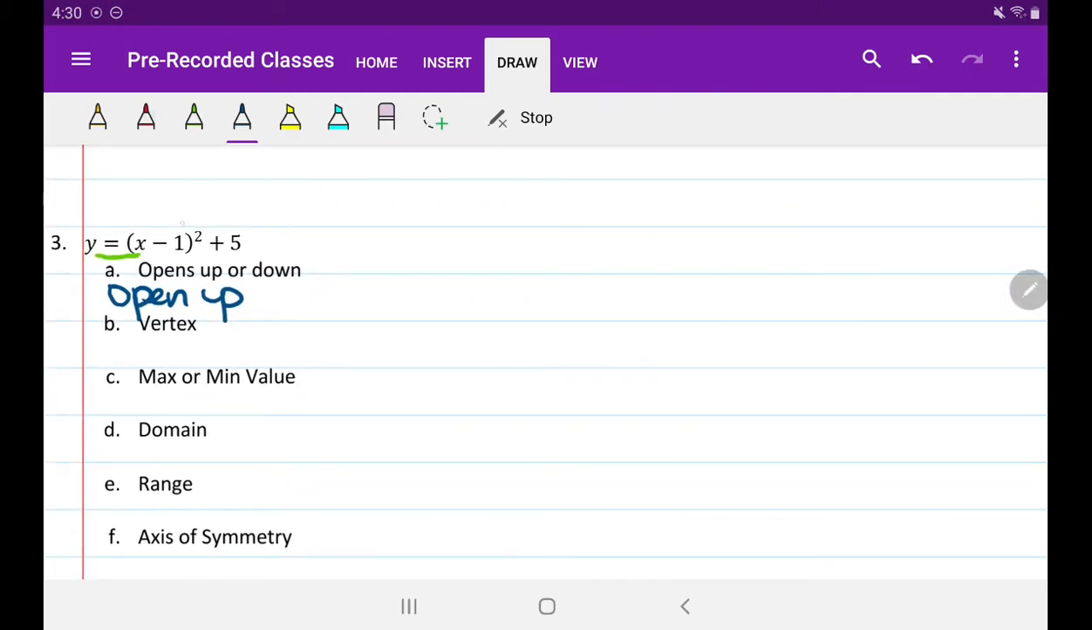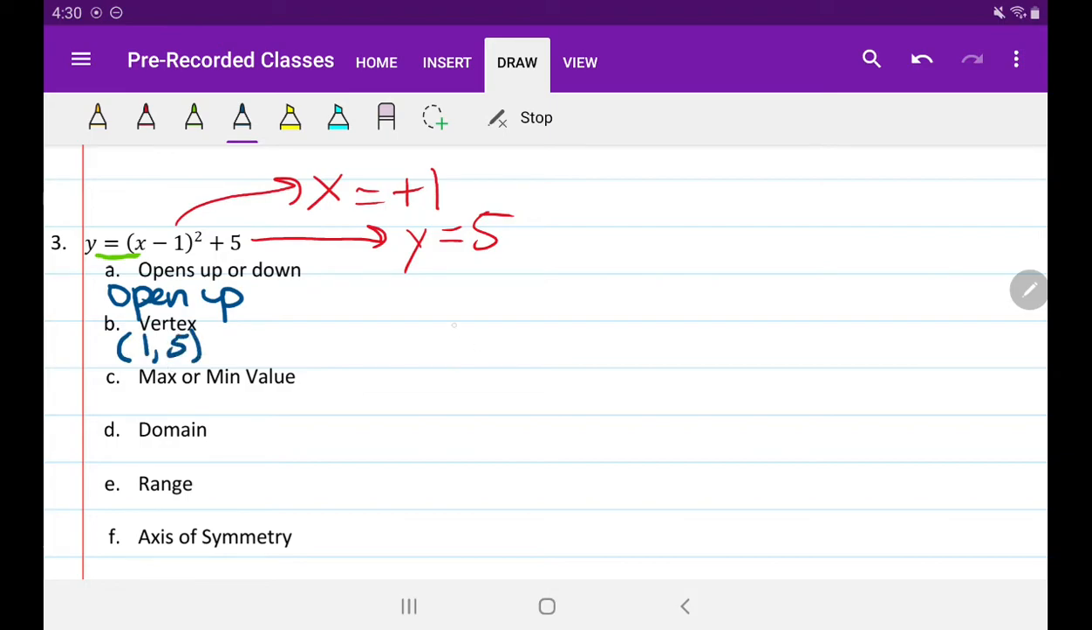So the x-coordinate of our vertex is actually going to be a positive 1, because remember, when it's in vertex form, you have to flip the sign on your x-coordinate. Your y will stay the same, and the y-coordinate of your vertex is a +5, okay? So our answer for our vertex is going to be (1, 5).